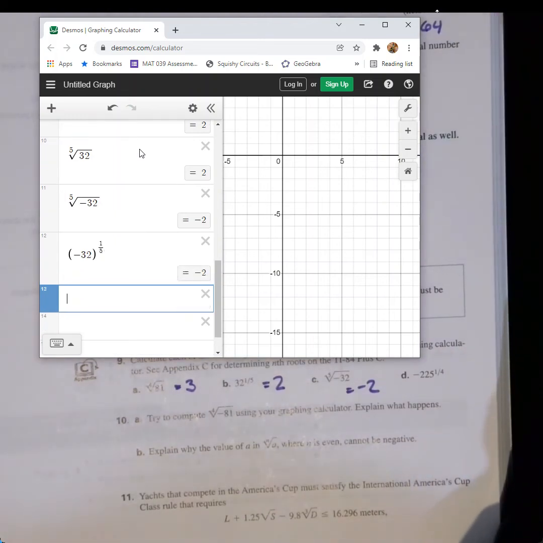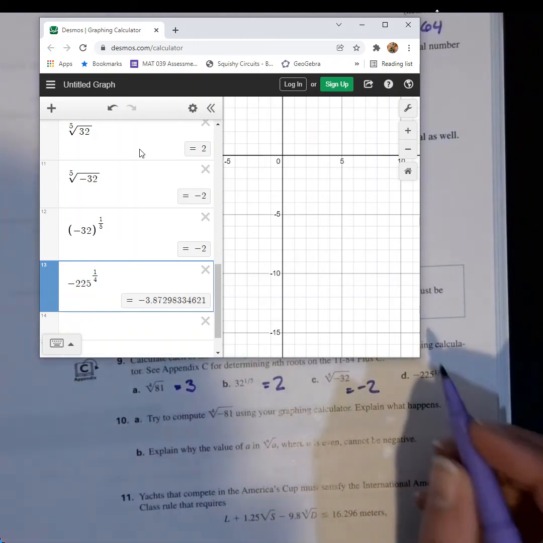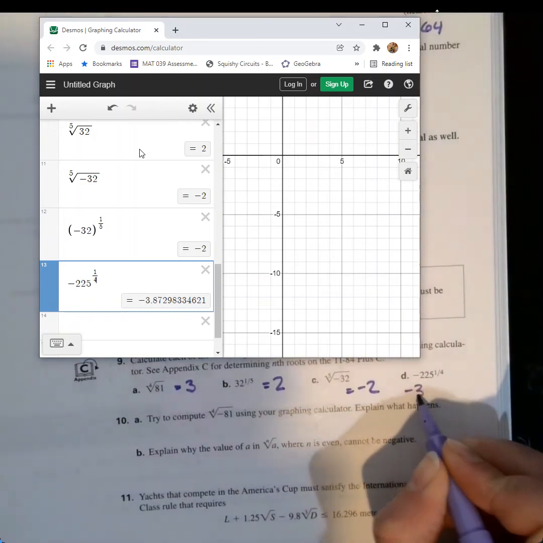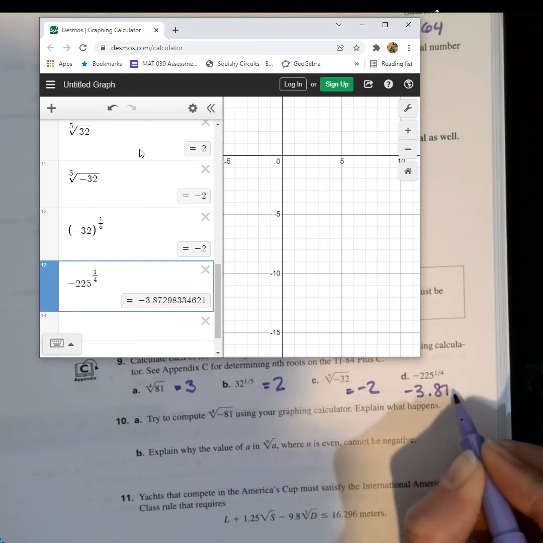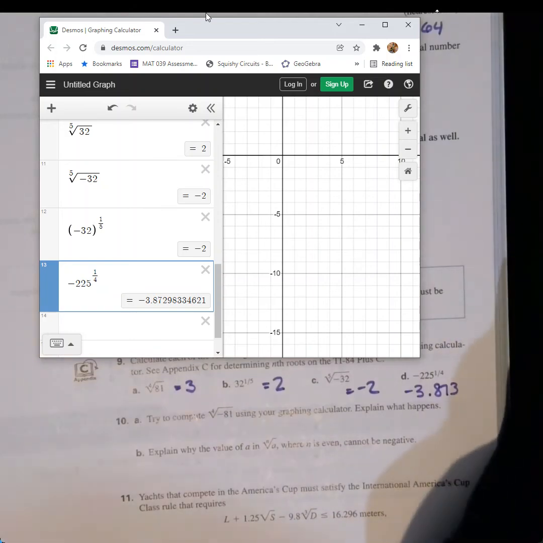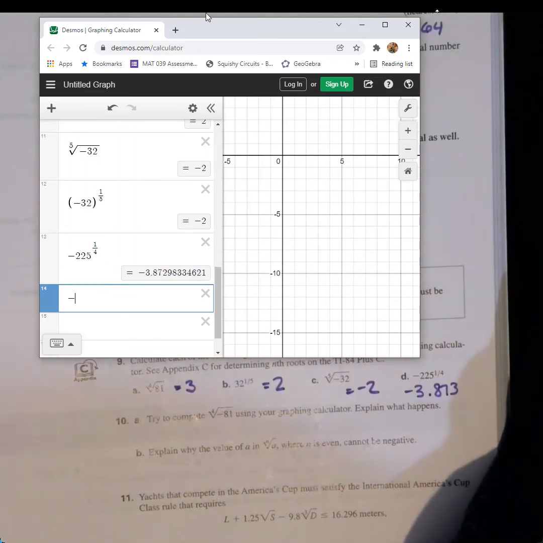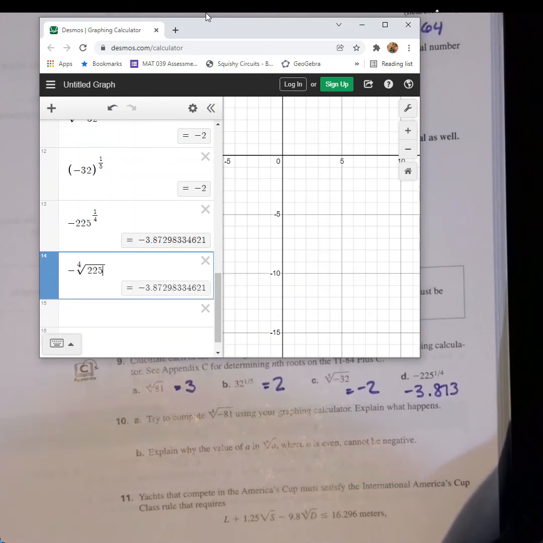When I get to the next one, negative 225 to the 1/4, this one comes out as negative 3.873. I'll just round to 3 places there. And if I were to type this one into a radical, I would do the negative outside, and the index is 4, and the radicand is 225. And again, I should see that the same answer is present.